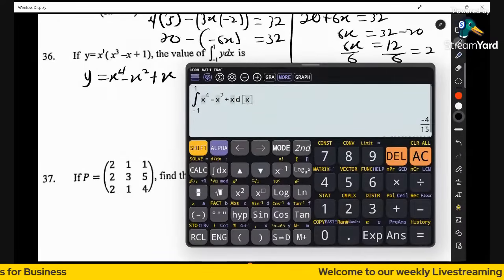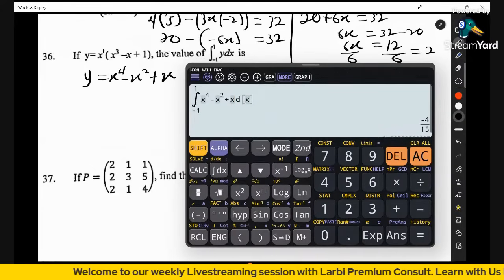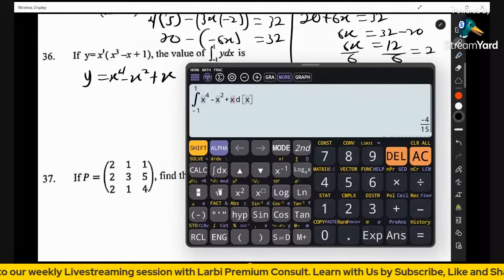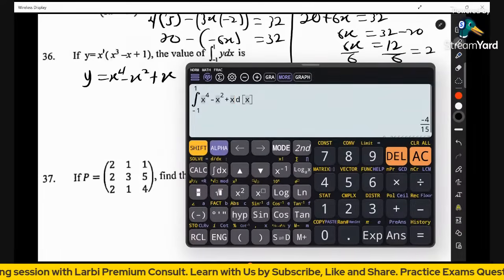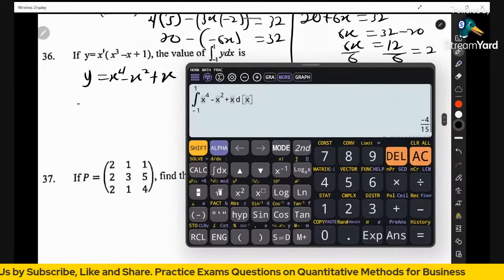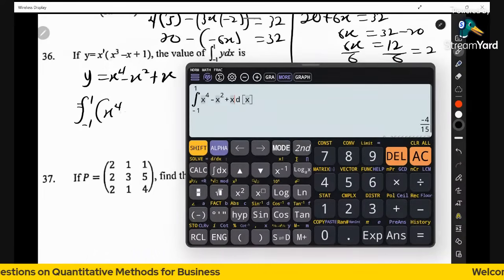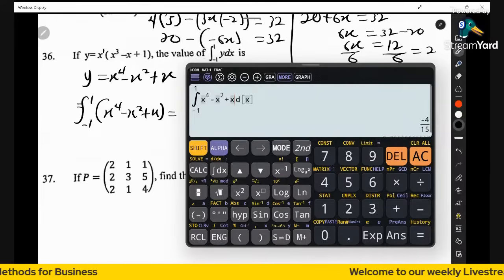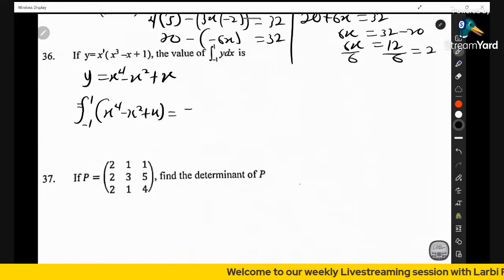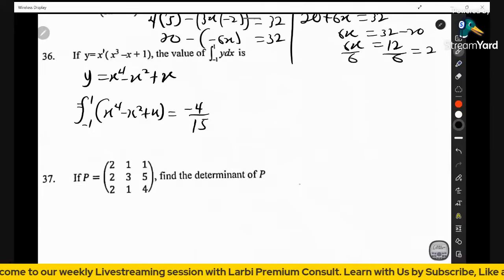So once you're able to key this on the calculator, just press equal to sign. Okay, for my case, it just gives the answer straight away. So you get what? Negative what? 4 out of 15. But for yours, I think you need to press equal to sign and you get your answer in that line. So here, when I put it on the calculator, I get my final answer. So that means that the integral from negative 1 to 1 of x to the power 4 minus x squared plus x should give me negative 4 over 15. If you want to solve this manually too, you just follow the steps. You integrate, then you bring in the upper limit and the lower limit, and then you take the difference between the two, you get your answer in that line.